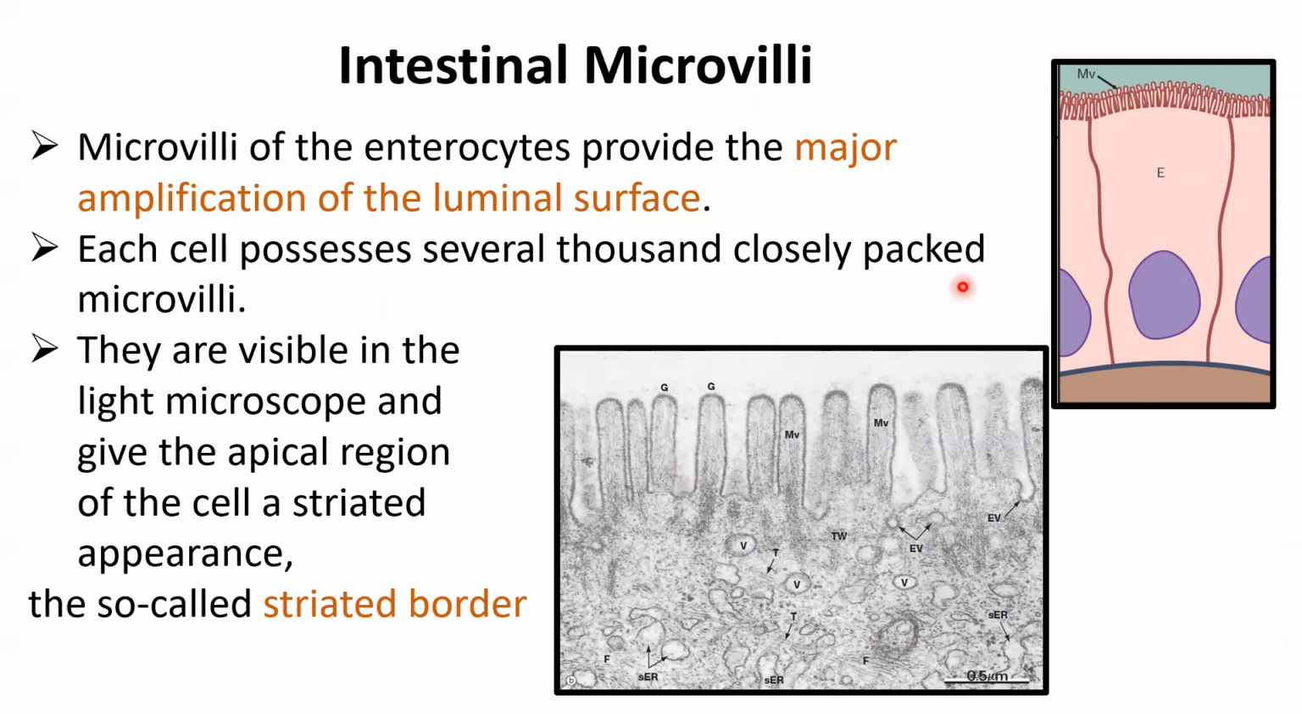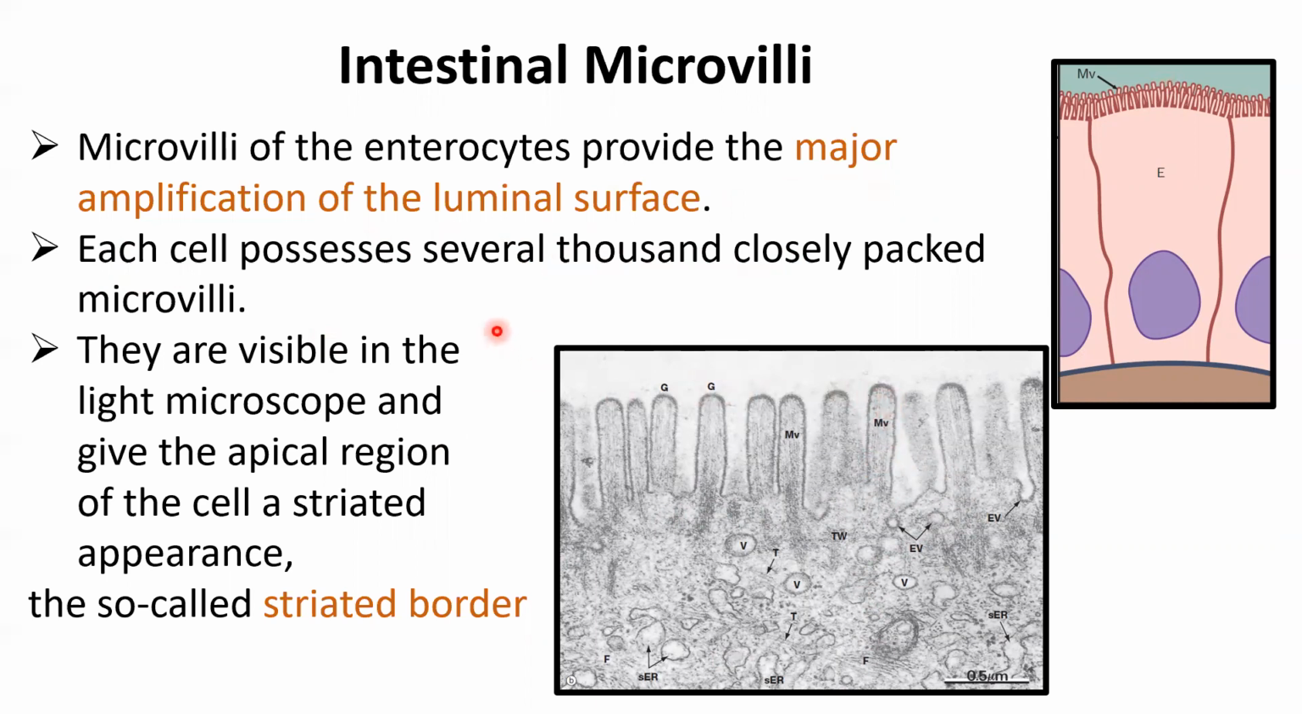Now, the cells making the villi, those simple columnar epithelium, are covered also by what we call intestinal microvilli. The cells of the epithelium of the villi, we call them enterocytes. They provide the major amplification of the luminal surface. So if this is the cell that we looked at, which was on the villi, they have this hair-like projection, they call the microvilli. Each cell possesses several thousands of those closely packed microvilli. This is an electron microscopic image of the actual single cell, simple columnar, and you have those projections, microvilli. So we have villi and microvilli.